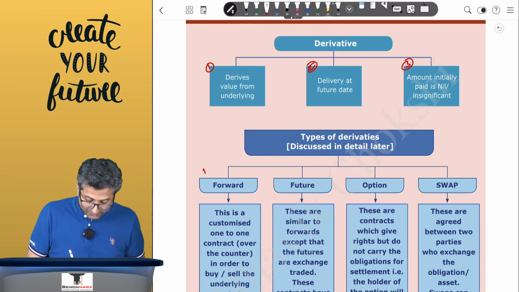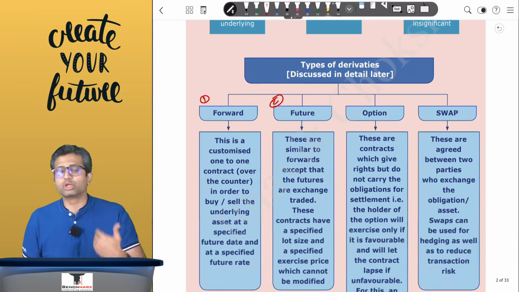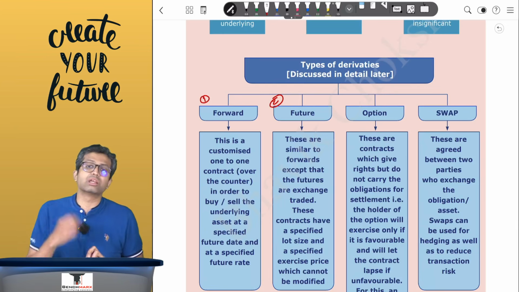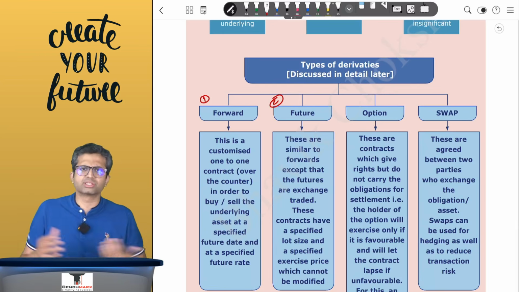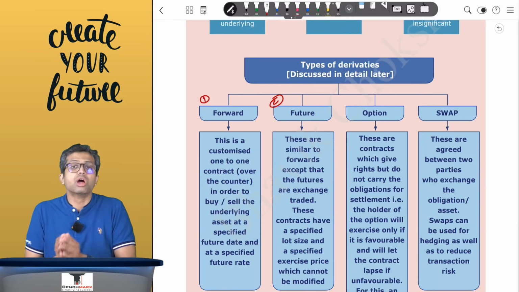However, if I want more liquidity, that is, I want these contracts to be tradable, then I will enter into a futures contract where I can go into an exchange and there is a standardized contract to buy a set amount of dollars, let's say $100, on a set date, let's say 30th September. So these are called futures contracts.